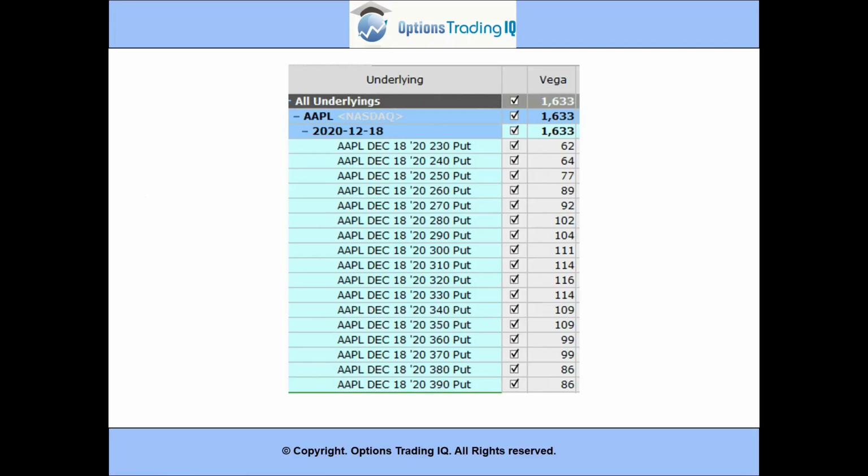Here we've got an example using some put options, which have positive Vega, and we can see that the at-the-money options have the highest Vega, and the out-of-the-money options have much lower Vega exposure.